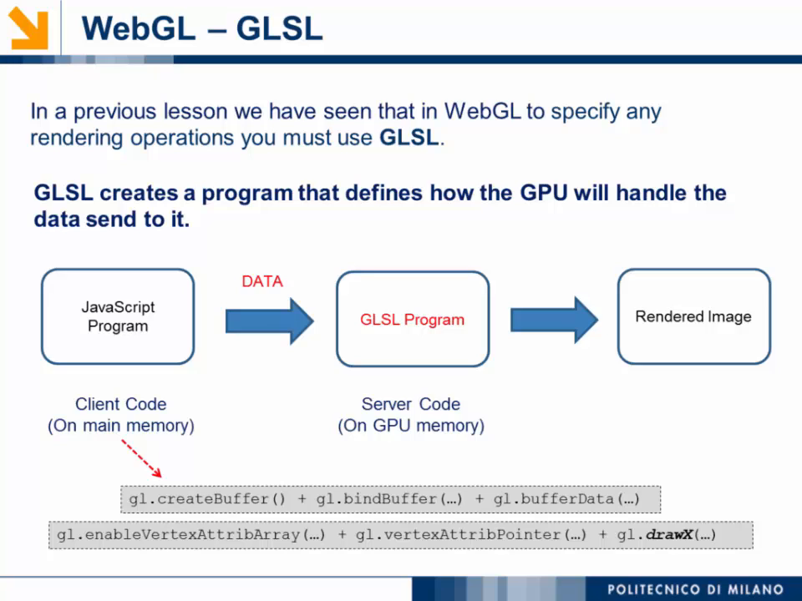The first part was the focus of the previous lessons. We created the buffer, we binded it, we sent the data to the buffer, enabled the communication between the buffer and the GLSL code, then specified how to use those data, and then we see by a drawing call, which is draw elements or draw arrays, the results.